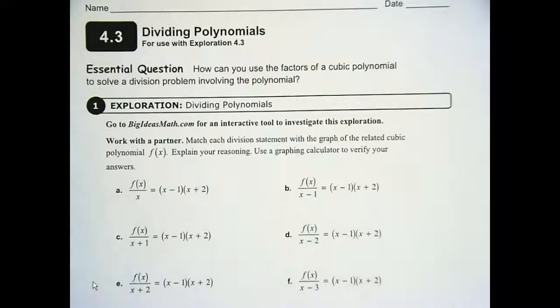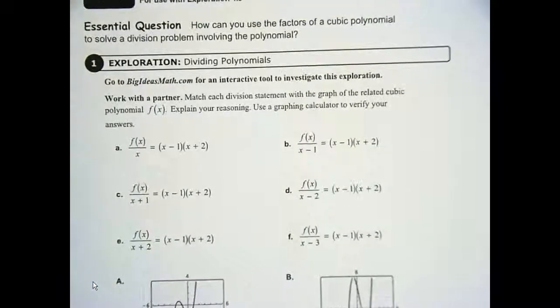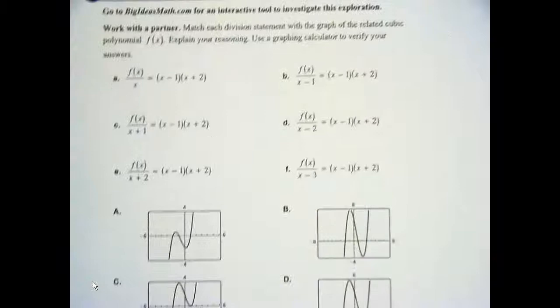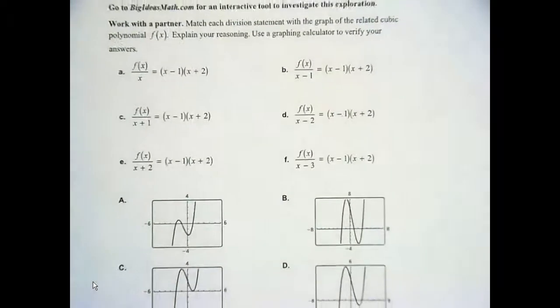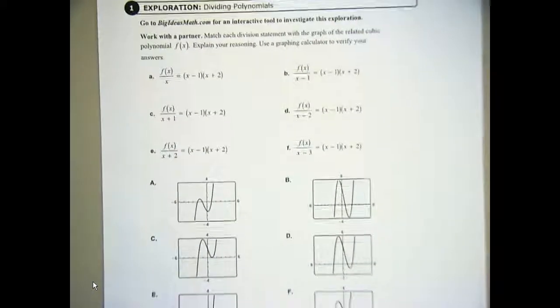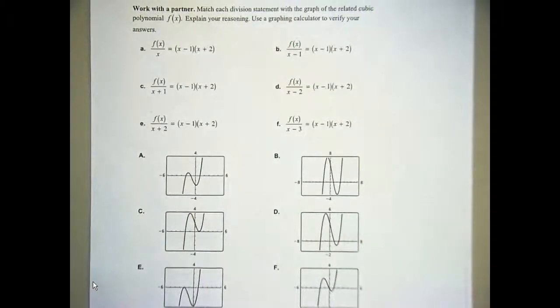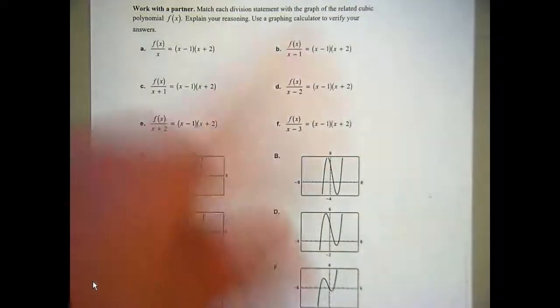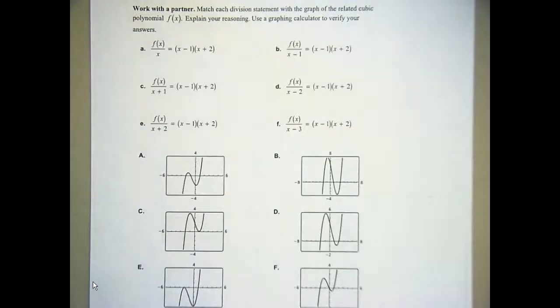Do your best right now in Exploration 1 with your groupies to match the appropriate statement to its graph down below. Try not to use too much talking. Try not to use a graphing calculator when matching these right now, until you want to check them at the end. Do your best to think about x-intercepts, what value of y makes an x-intercept. That might help you out just a little bit there.